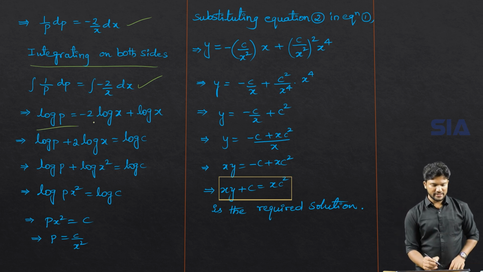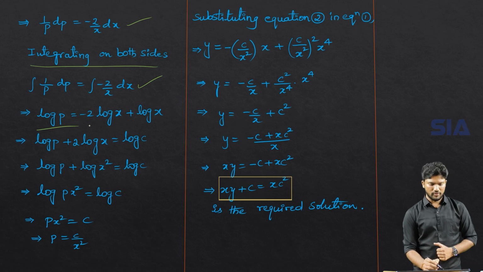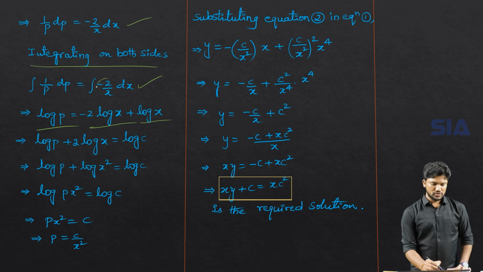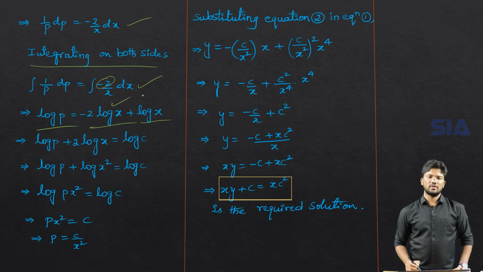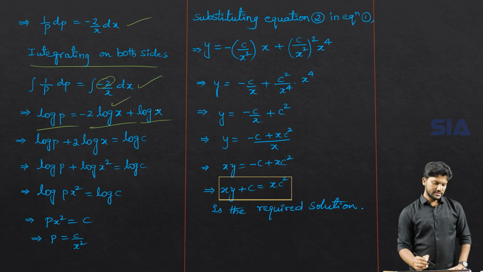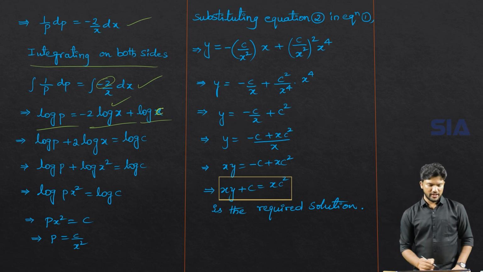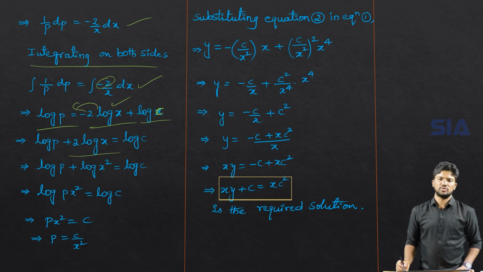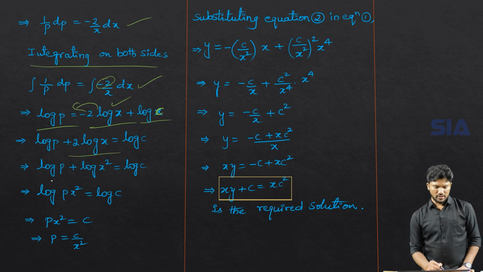So what is the integration of 1 by p? Log p. Log p is equal to minus 2 log x. Therefore, plus log c. It is not log x, there was a writing mistake here, it is log c. So therefore log p, send minus 2 log x to LHS, plus 2 log x is equal to log c. So log p, send this 2 value as a power of x.